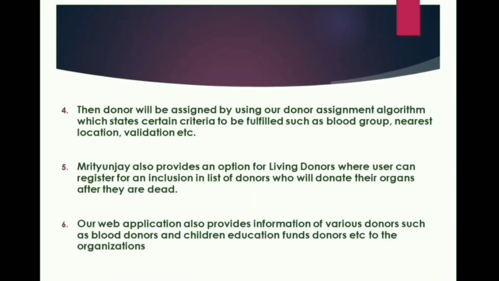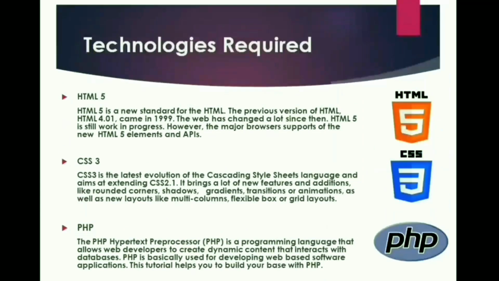Then a donor will be assigned on the basis of our donor assignment algorithm, which states certain criteria to be fulfilled, such as blood group, nearest location, validation, needed organ, etc. Mrityunjay also provides an option for living donors, where a user can register for inclusion in the list of donors who will donate their organs when they are dead. Our web application also provides information about various donors, such as blood donors, children education fund donors, organ transplant operation fund donors, etc., to the various organizations.